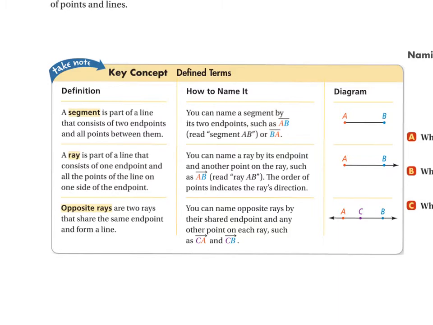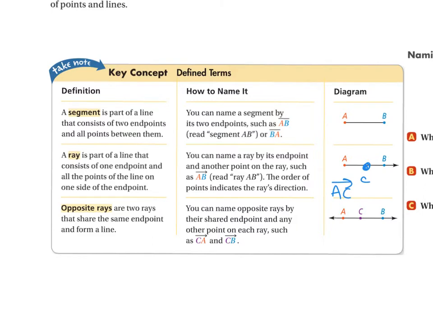If there was another point and it was right here, you could have said point C. You could be like, okay, well this could be ray AC. Since they're on the same line, it would be the same ray, but you would have to say ray AC.